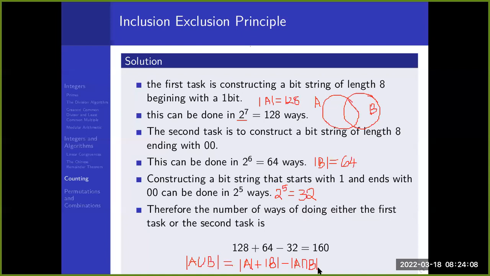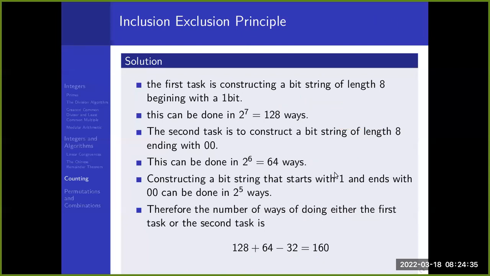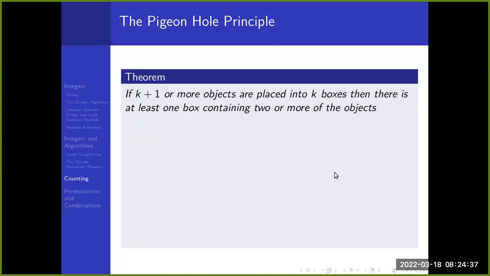So that should answer your question now. The number of elements in the intersection of A and B means you have a bit string which starts with a 1 and ends with 2 zeros. Is it not? Okay, so we'll remove the drawings now. So the next thing we look at is the pigeonhole principle.